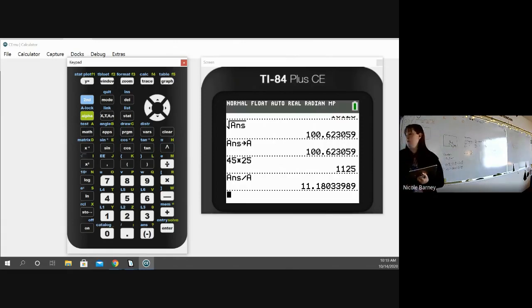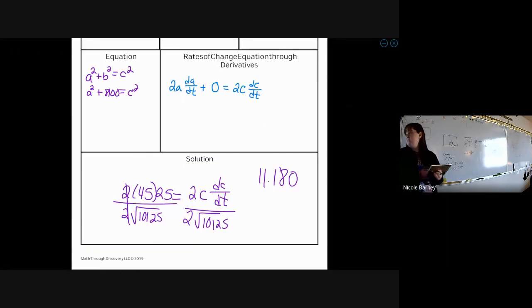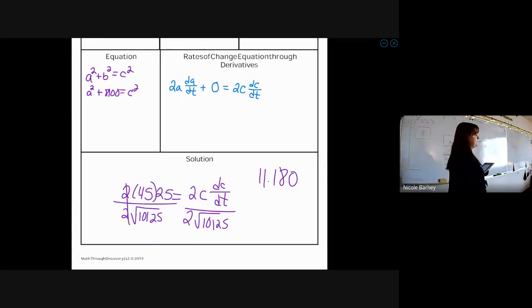11.180. Now remember, in calculus, we always go to 3 decimal places, even if that 3rd decimal place is a 0. So you still write the 0. I think, because I remember doing that last night. Is that the right answer? Oh, yeah. It is, but it's negative.